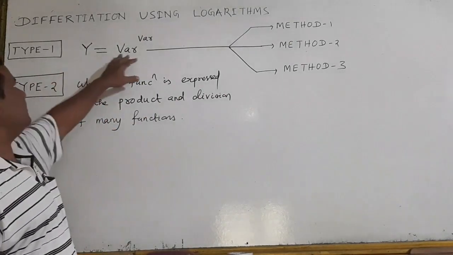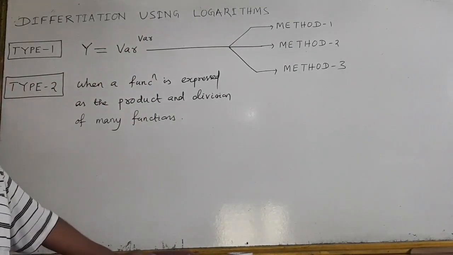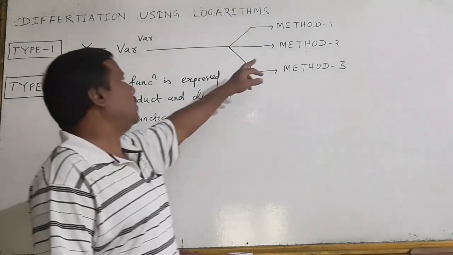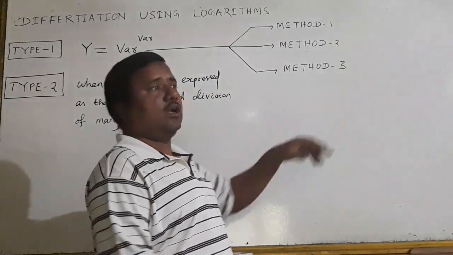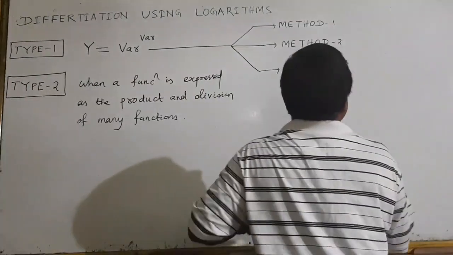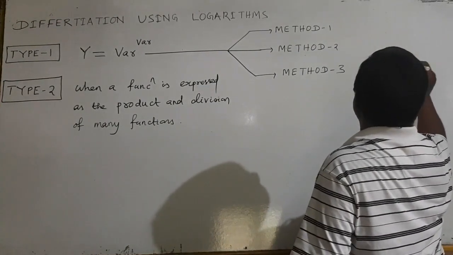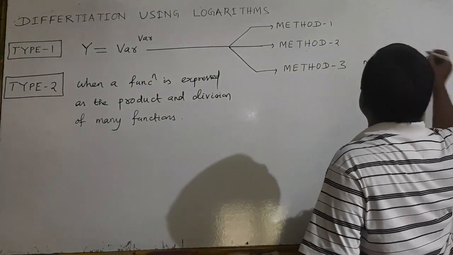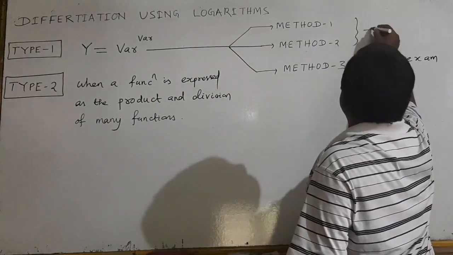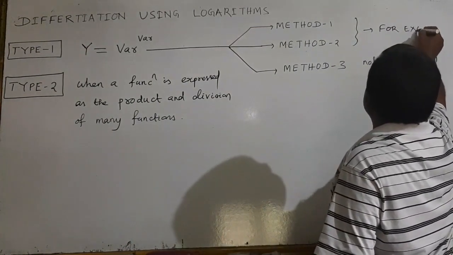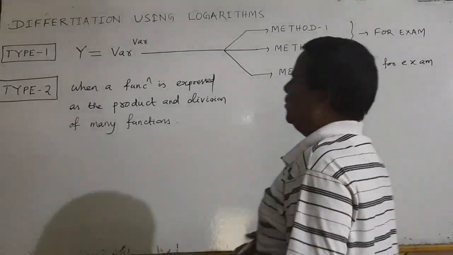And for this variable to the power variable, there are three methods: method 1, method 2, method 3. But method 3 is not for exam. You can do both of the others, they are for exam. Now I am doing it one by one.